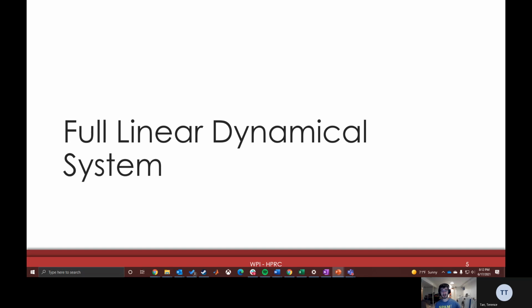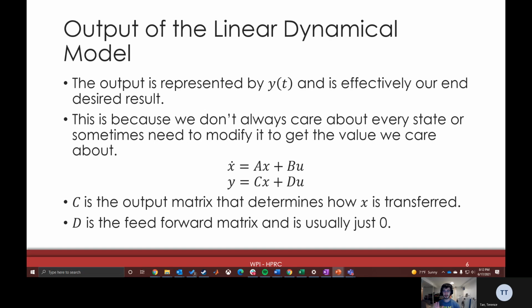Now, a brief side note: there's another part of the linear dynamical system that we haven't covered yet, which is the output represented by y. That's effectively your end output. We don't always care about every state, and sometimes we need to modify it to get the value we care about. Here is the full linear dynamical model: x dot equals Ax plus Bu, and y equals Cx plus Du. C is the output matrix, and that determines how x is transferred.